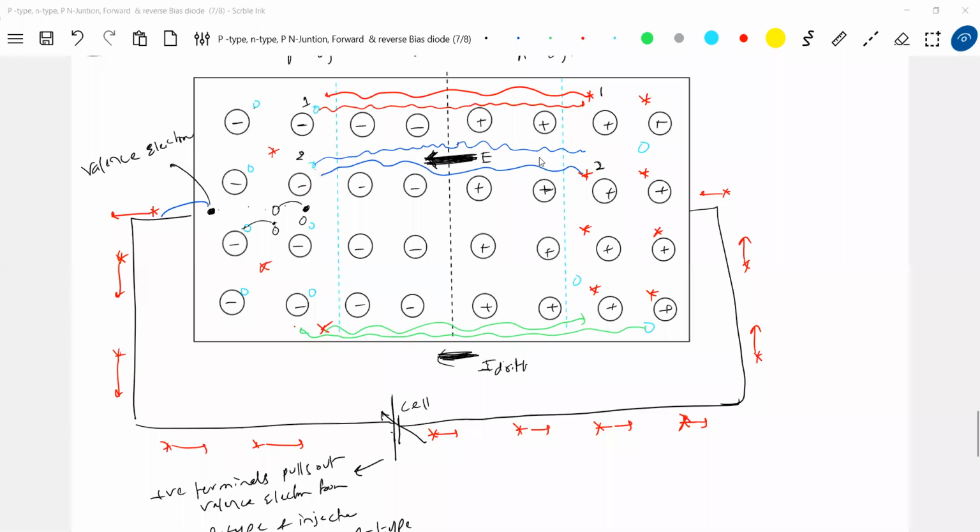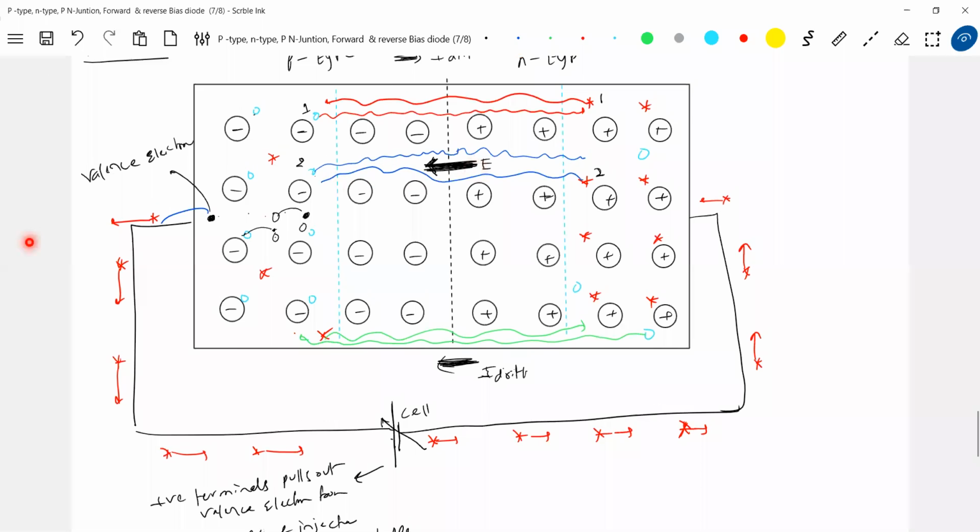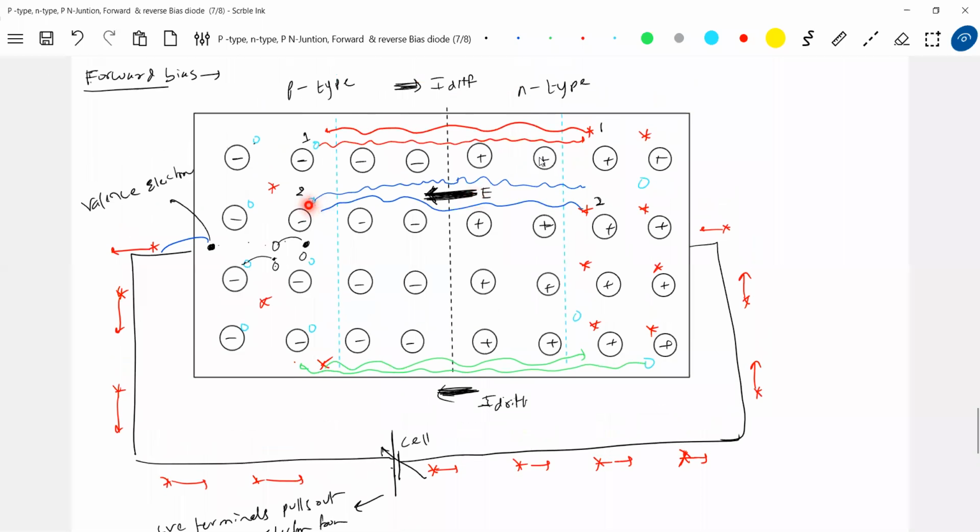So this particular free electron, when it moves from N to P type, here will move as a valence electron, or better say the hole will move like this. The moment the valence electron comes, it will be pulled by the positive terminal. Like this, the flow of charge will take place here.